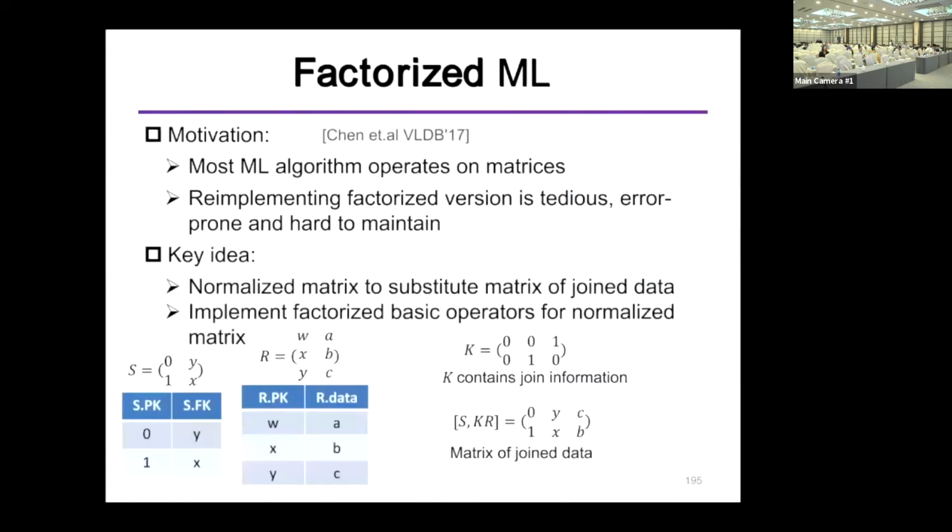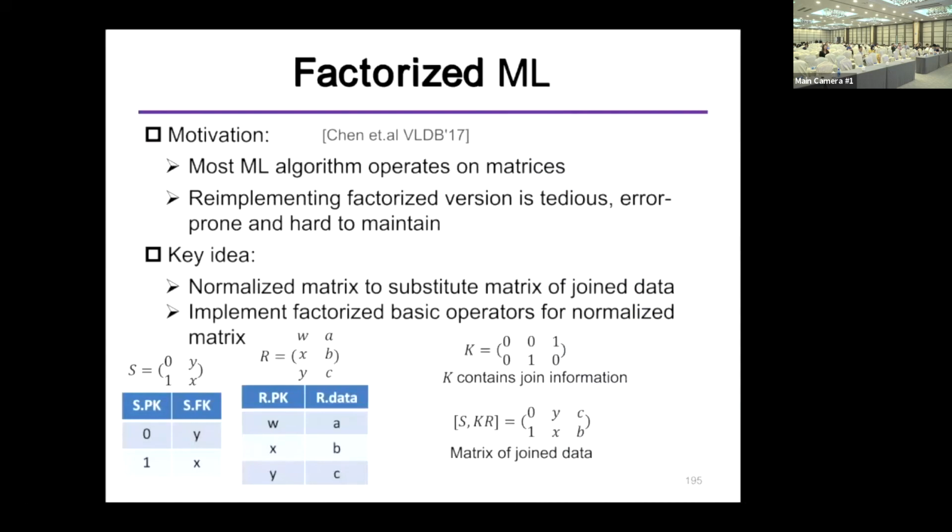Also, the factorized method can reduce the redundancy of computation compared to the traditional compute-after-join way. They are difficult to apply as they need complete implementation of machine learning algorithms, which takes too much effort.